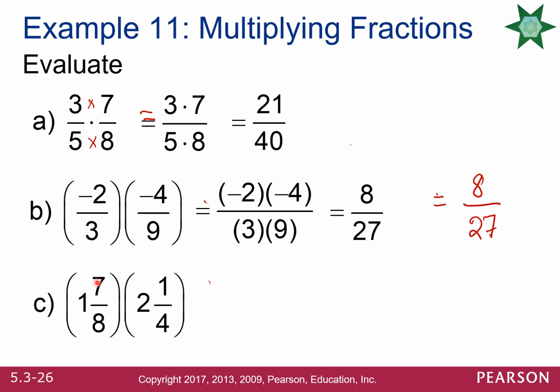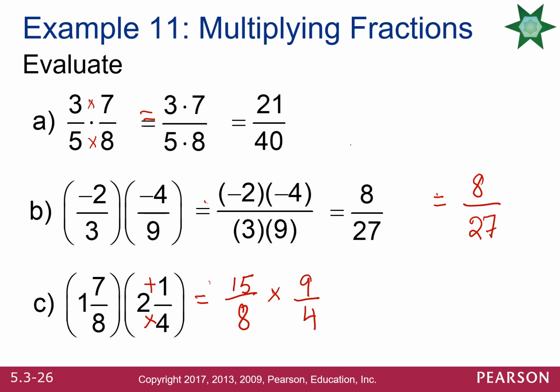8 times 1 plus 7 should give us 8 plus 7, 15 over 8. The denominator of the improper fraction is the same as the denominator in the fractional part of the mixed number. So for the first number, it's going to be 15 over 8. And we do the same thing with the other number, 2 and 1/4. So 4 times 2 plus 1, correct? Let me write that. 4 times 2, 8 plus 1, 9. So we end up with 9 over 4.